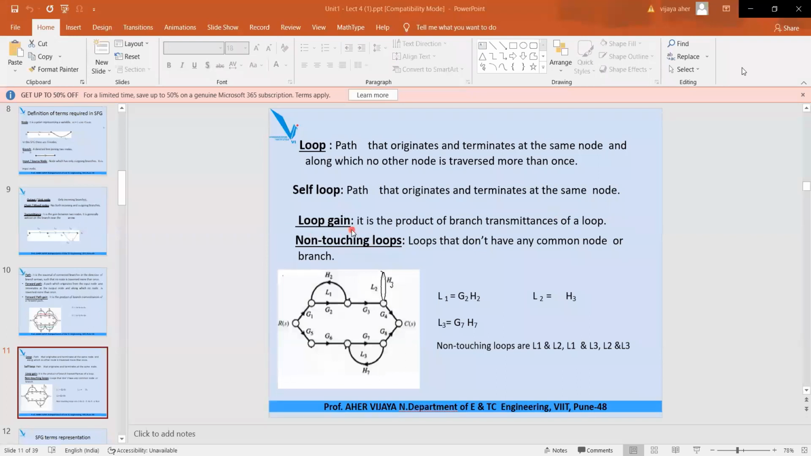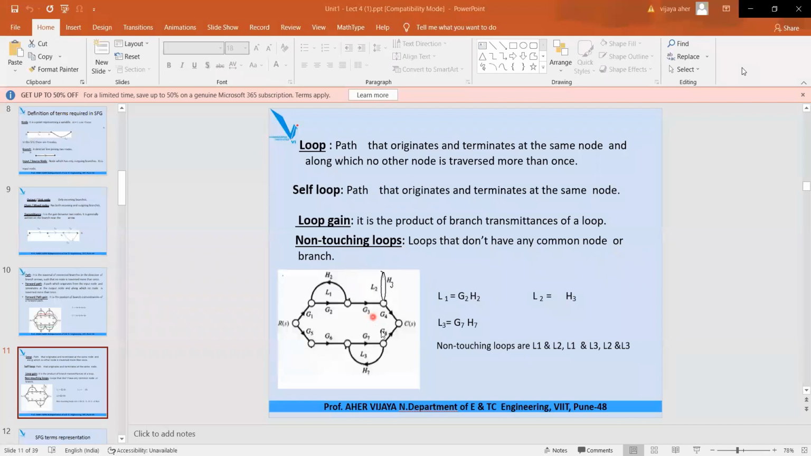Now loop gain. What is loop gain? Loop gain is the product of branch transmittances of a loop. Now you are going to study non-touching loops and touching loops. Initially take non-touching loops. The term itself defines the meaning of non-touching: not touching anywhere. Loops that don't have any common node or branch are non-touching loops. So remember this term, non-touching loops.